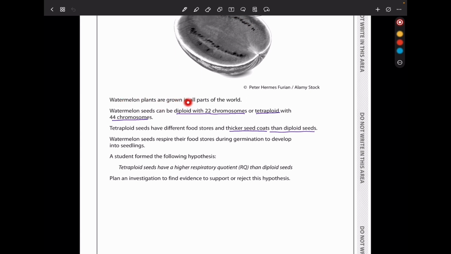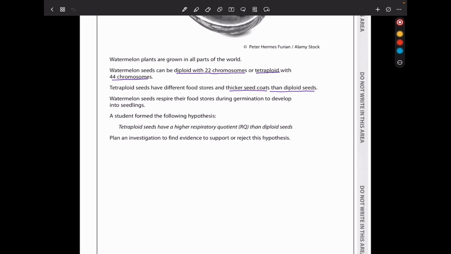They say watermelon plants are grown in all parts of the world. Watermelon seeds can be diploid with 22 chromosomes or tetraploid with 44 chromosomes. Tetraploid seeds have different food stores and thicker seed coats than diploid seeds. Watermelon seeds respire their food stores during germination to develop into seedlings.